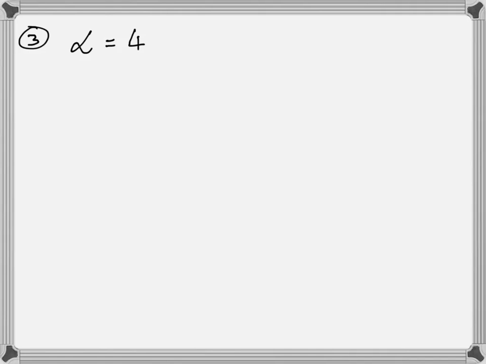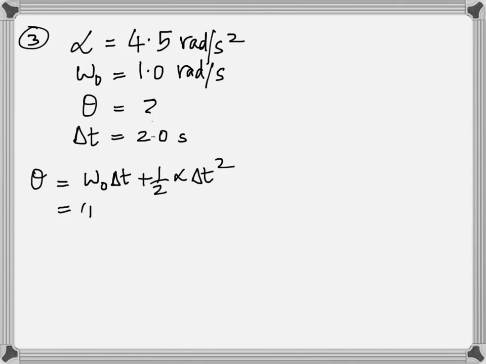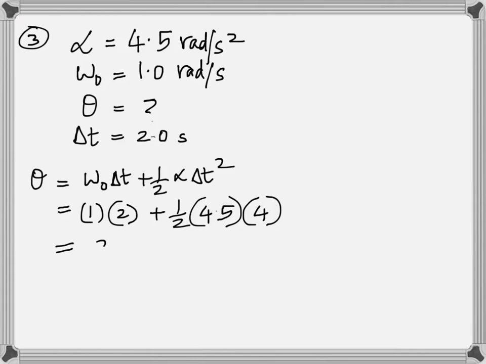So on number 3 now, alpha, that's the acceleration, 4.5 rad per second squared. Initial angular velocity is 1, that's omega naught. You have to find theta. Delta t is given as 2 seconds, and the equation is theta is omega naught t plus 1/2 alpha delta t squared. Plug in the values. First term is 2, the second one is 9, and you get 11 radians as your answer. So that's the angle through which it turns.